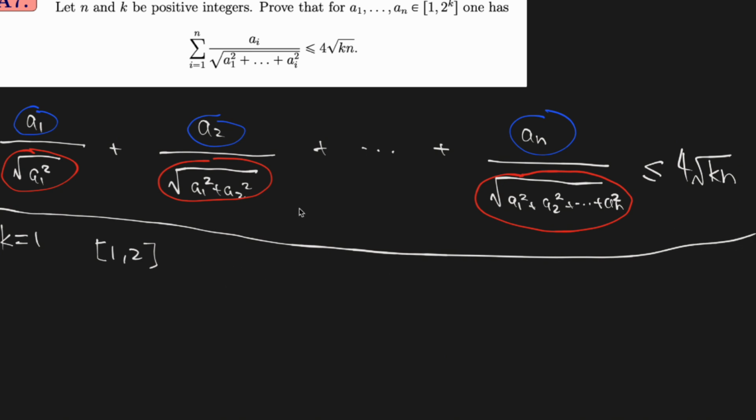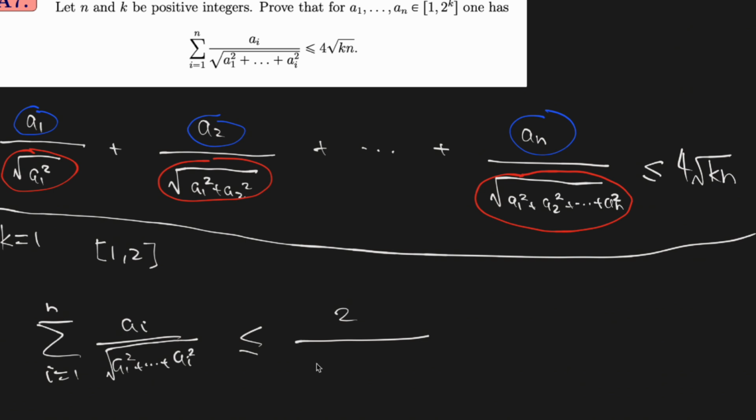Okay, and so what we can do is apply the most trivial bound. So this sum, which I'll write as the sum from i equals 1 to n of a_i over the square root of a_1 squared plus dot dot dot plus a_i squared. If we apply the most trivial bound, the top can be at most 1, and the bottom is at least 1 squared plus 1 squared plus all the way to there, with a total of i ones, and so this should just be the square root of i.